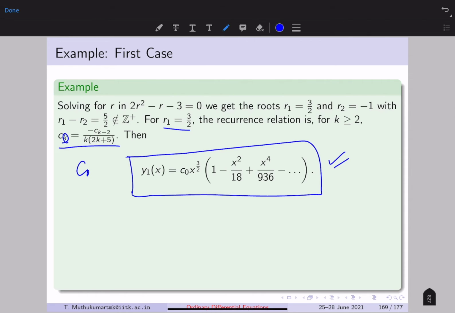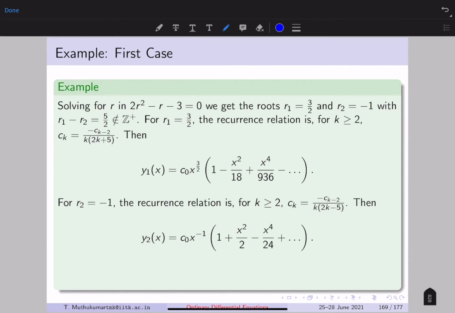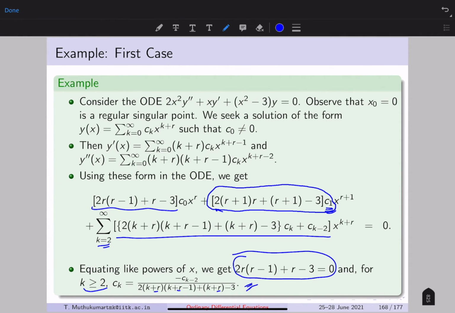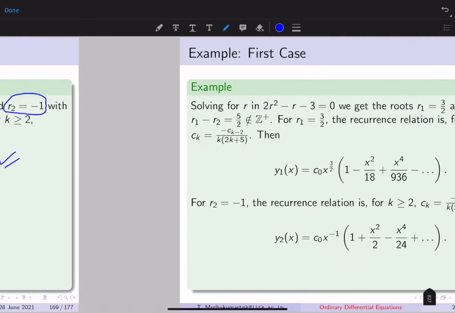Now what is the solution corresponding to R2, which is minus 1? Wherever you had R, you plug in minus 1. Then again you will have a recursive relation. Again all even indices depend on C0, and all the odd indices should be 0 from the second relation. From this relation you will obtain C1, and you will see that it's 0.